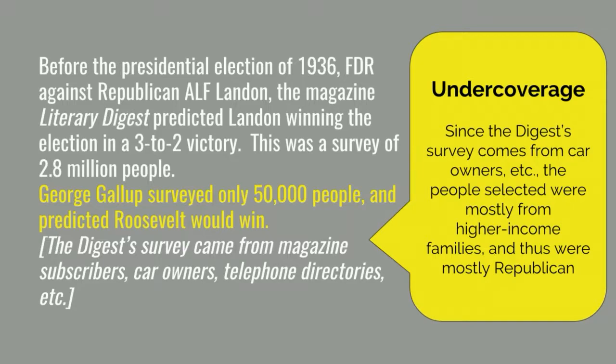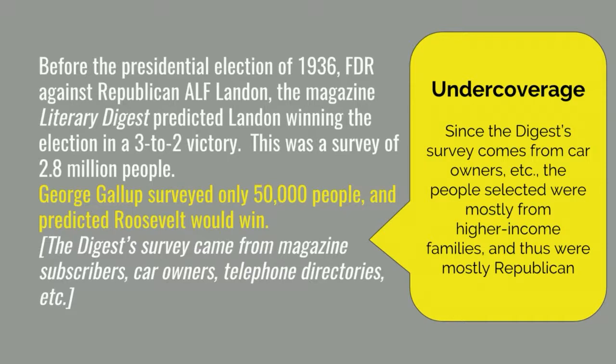So a couple of options here, but the big one I think is undercoverage, since the Digest survey only came from people who own cars or have telephones. In this time period in history, both of those things meant that you were very, very rich. Not very many people had cars or even telephones at home.